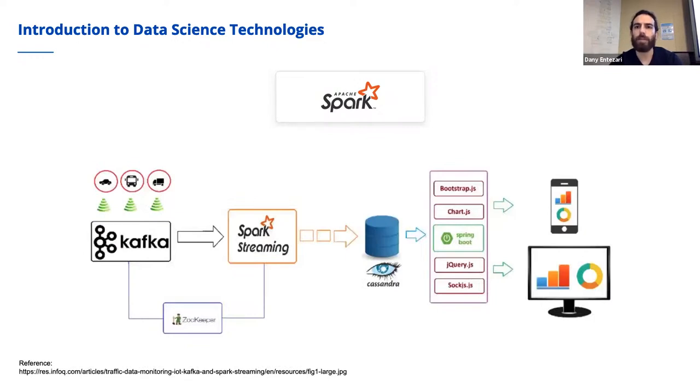Let me show you Apache Spark. Let me show you a relatively simple diagram showing you how Apache Spark is used by big companies that have this entire architecture, from the source of data all the way to machine learning and visualizing the data.